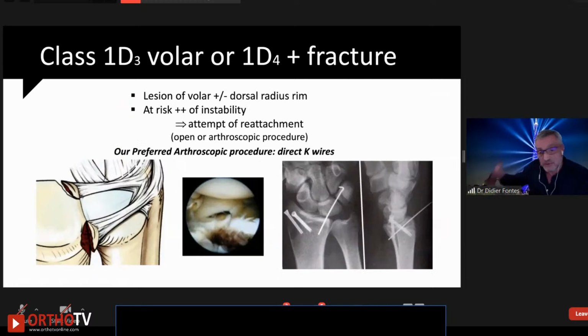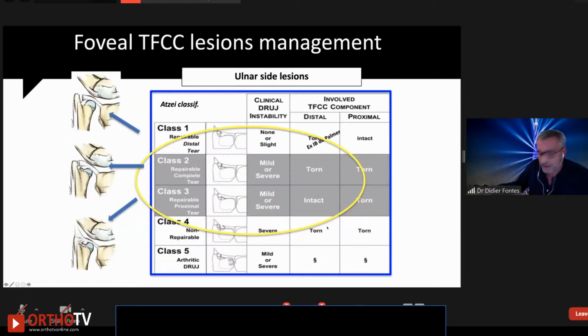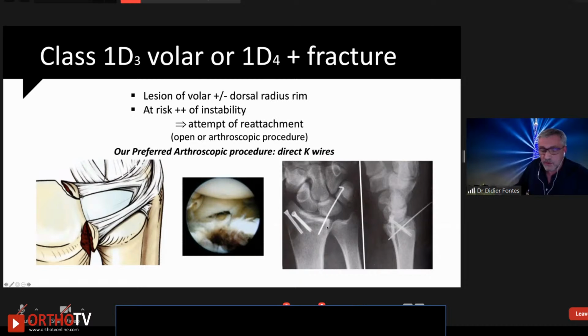Sometimes when it is associated with a fracture, it can be easy to put a little K-wire like that. So you have to assess this ulnar side as soon as you have a fracture, as you know, because patients generally experience post-operative pain on the ulnar side of the wrist, not on the radial side, after a radius fracture. So it's very important to assess the TFCC during every fracture of the distal radius.